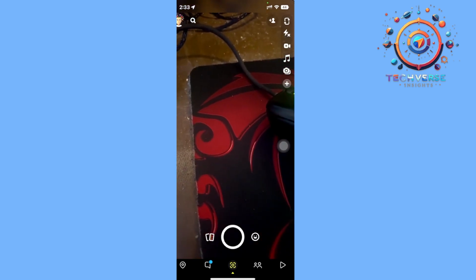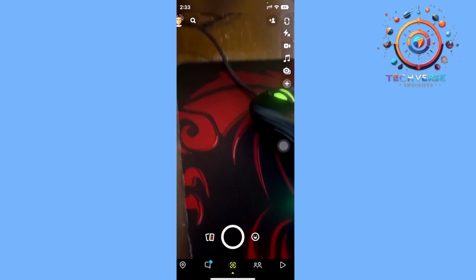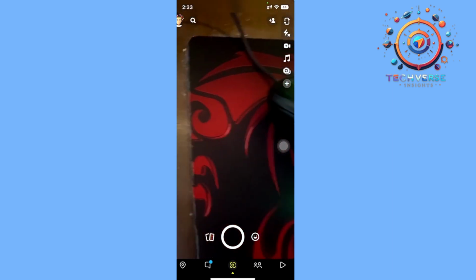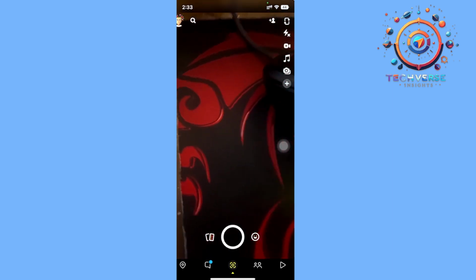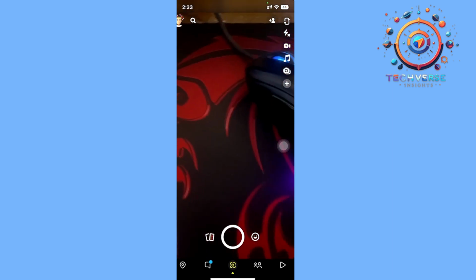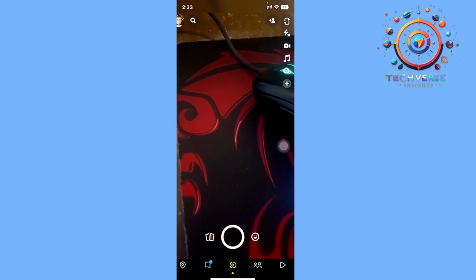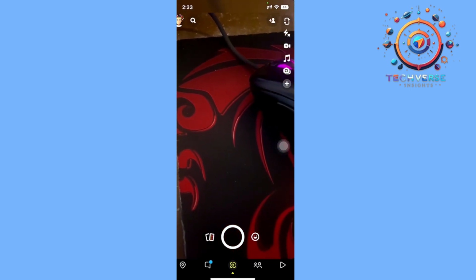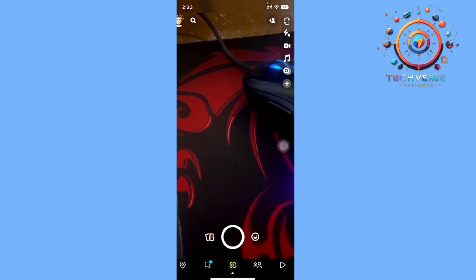But connected to that, if your friend usually shares their location, usually sends you Snapchats and posts stories as well, but you can't see them on the Snap Map, well, most likely they are on ghost mode. So that is how you know, guys, if that specific friend is on ghost mode. If they usually share their location, send snaps and post stories, but you can't see them on the Snap Map, chances are they are on ghost mode.